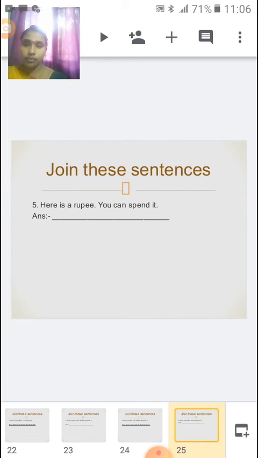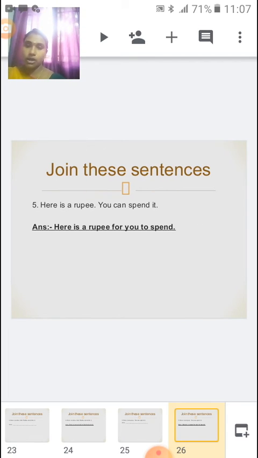Here is a rupee, you can spend it. So how are you going to join these sentences? You have to join it like, here is a rupee for you to spend. So how it will be? Here is a rupee for you to spend. So this is how it forms a single sentence where you have a combination of two sentences.